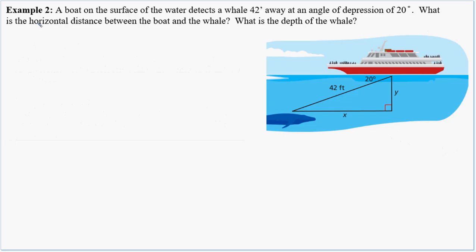So here, in example 2, we've got a boat on the surface of the water. It detects a whale that is exactly 42 feet away. So if we look at the picture, maybe the boat sensor is here, and the distance to the whale is 42. That looks like it's the hypotenuse of our right triangle.